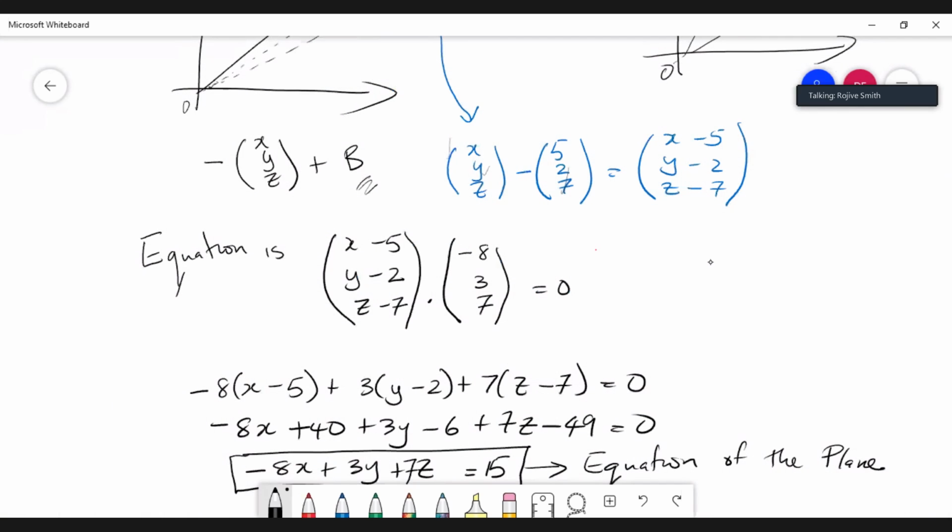Yes, sir. So yes, the dot product for both of them must equal 0. Okay. When perpendicular, the dot product must equal 0. Okay.